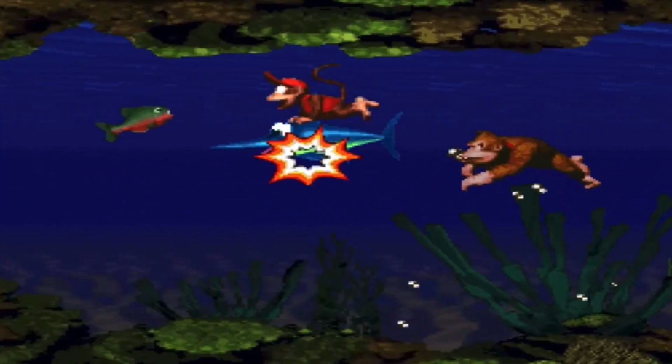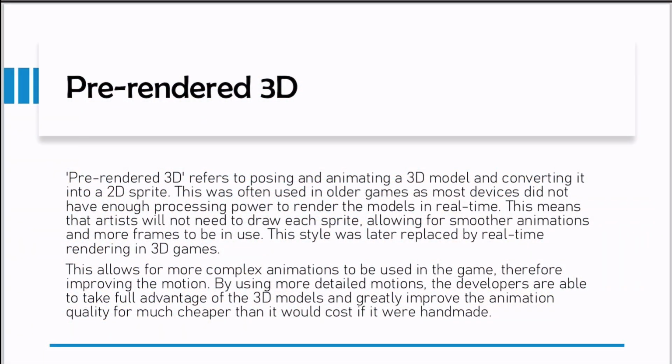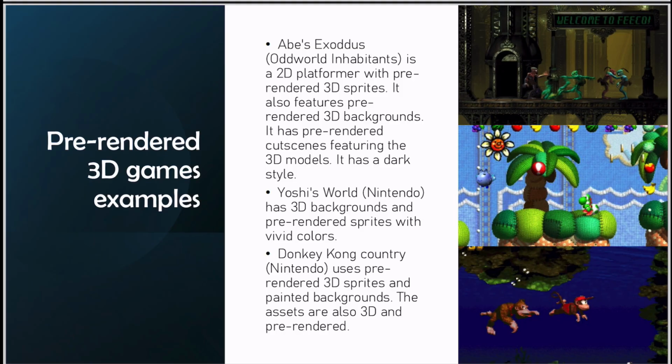Nowadays, devices are far more powerful and capable of rendering 3D scenes in real time, so the style is not seen in the modern day. Examples include Abe's Exodus by Oddworld Inhabitants, Yoshi's World by Nintendo, and Donkey Kong Country, also by Nintendo.